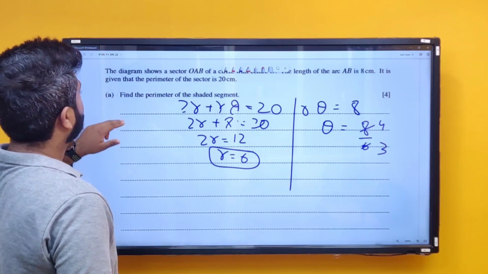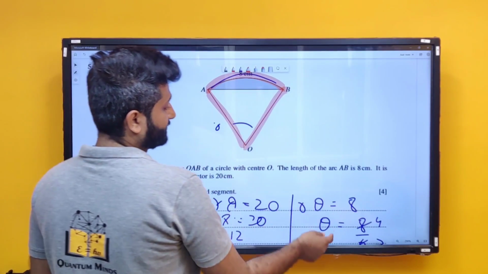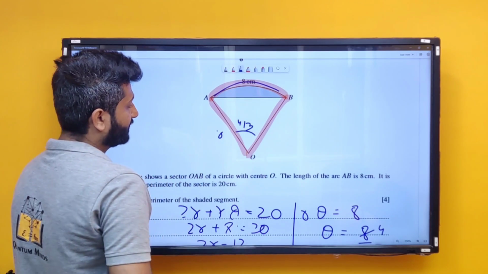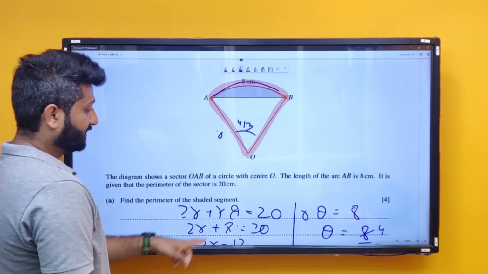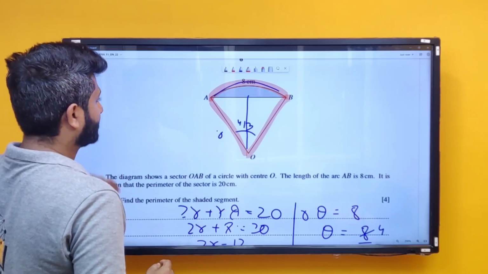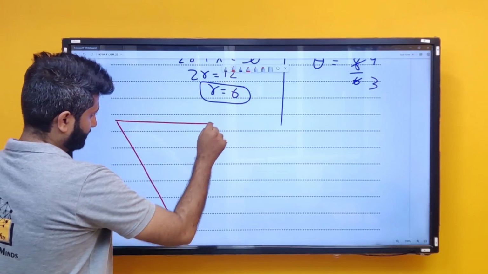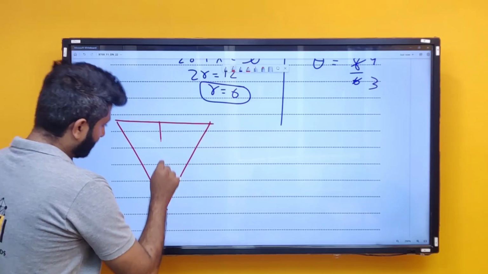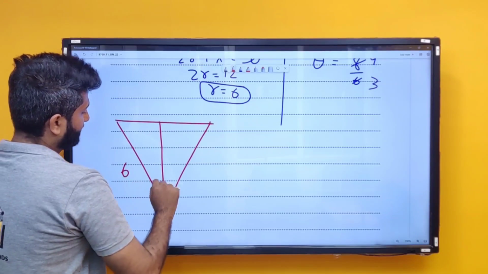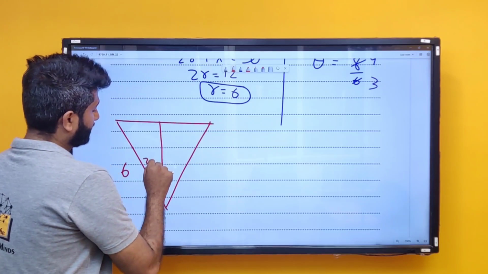Now I have to find perimeter of the shaded segment. So for this, I'll do one thing. This is 4 by 3, right, and this is 6. The radius was 6. So let me divide this into 2 parts. Let me redraw this triangle over here. So this is my triangle. I am dividing from half. This is my 6. This angle is going to be half of 4 by 3, which is 2 by 3.